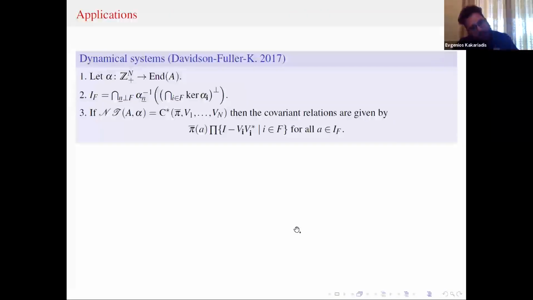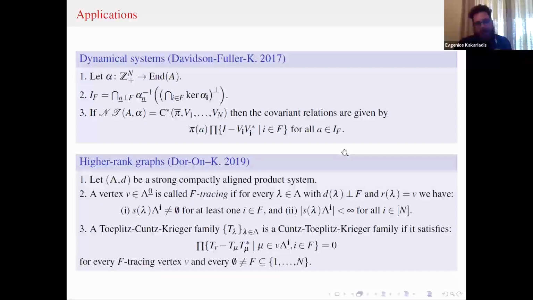The motivation came from a work that we did with Davis and Dan Fuller for dynamical systems, and I have the description here. And there is also a nice application we have with Adam for the strong compactly aligned high-rank graphs. The benefit is that you don't need to check all exhaustive sets. Okay, you need to check all possible sets of directions, but then you write them in a more compact way by taking products of this form. And there is some kind of resemblance between dynamical systems, high-rank dynamical systems, high-rank graphs.